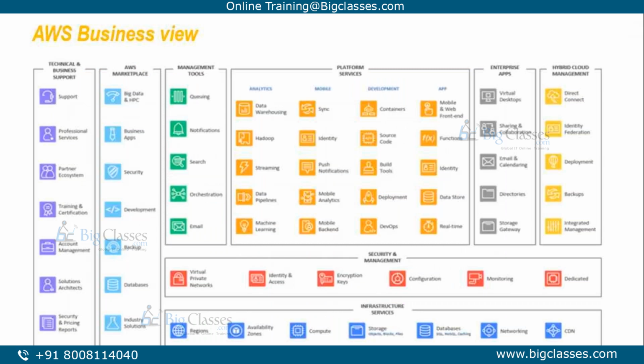We are talking about so many services, and how the AWS business view is going to help us. AWS is offering us so many layers of support points of view. So AWS is saying technical and business support.